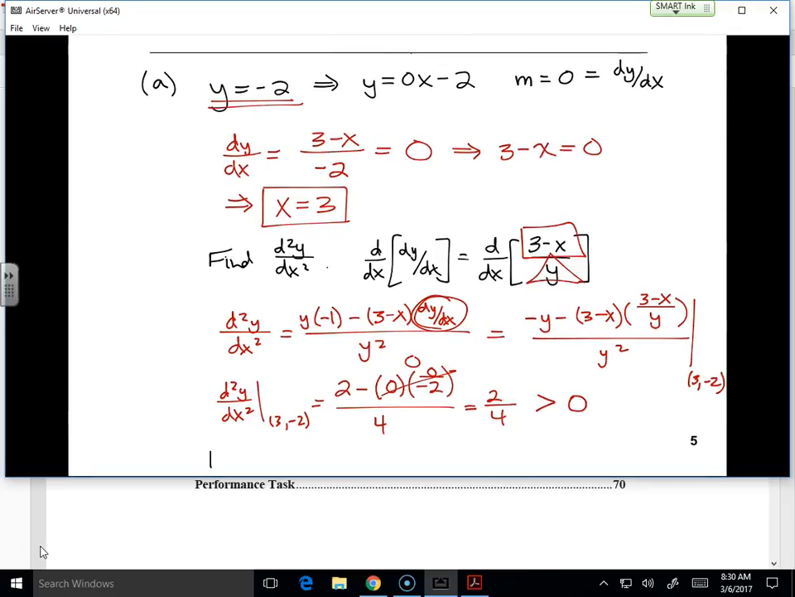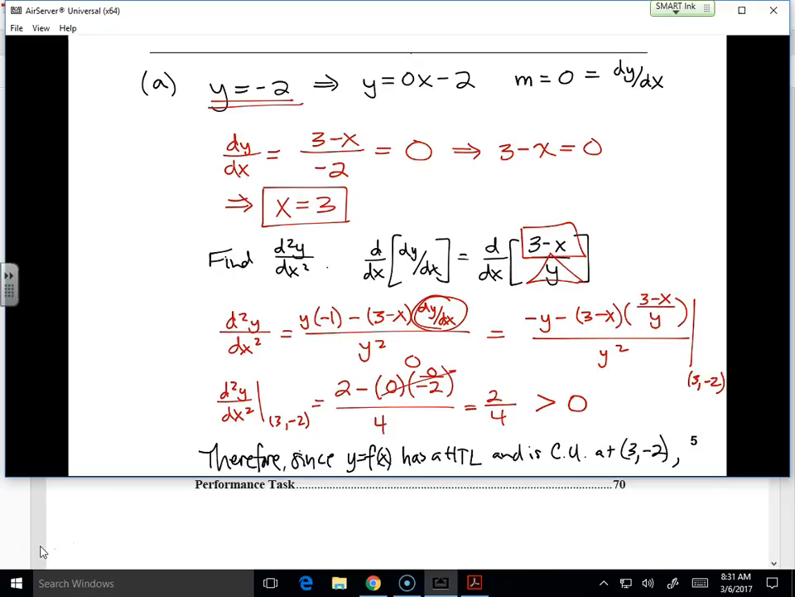Therefore, since y equals f of x has a horizontal tangent line and is concave up at 3, negative 2.